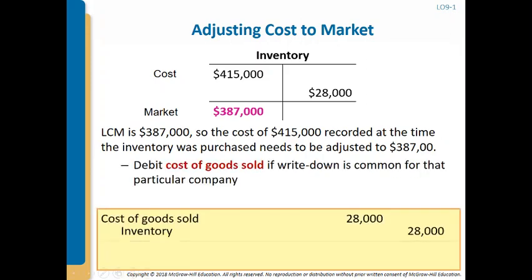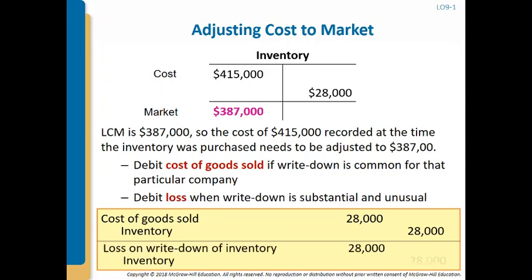And just like as before, how you write this down, the entries you make depends on how often you write down inventory. Again, if it's fairly common, then you debit cost of goods sold for 28,000 and credit inventory. If it's fairly uncommon, debit loss on write down of inventory and credit inventory.